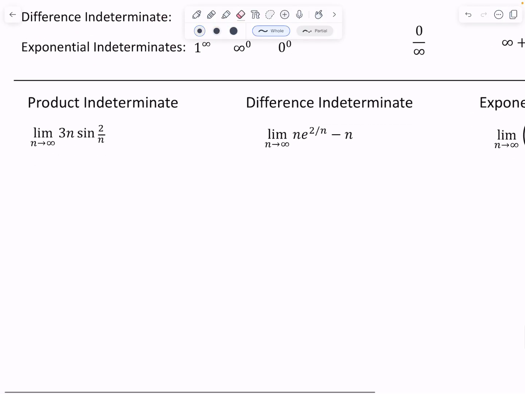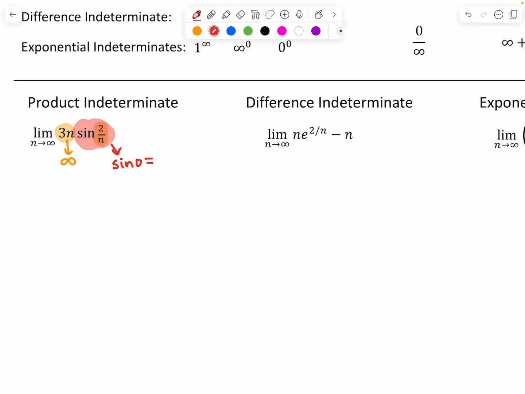Let's look first at a product indeterminate. This will be a limit as n goes to infinity of 3n times sine 2 over n. Now this 3n will approach infinity, but this 2 over n will approach 0, so this sine 2 over n will approach sine of 0, which is 0. So overall, we have the limit of a sequence that's infinity times 0. This is a product indeterminate.